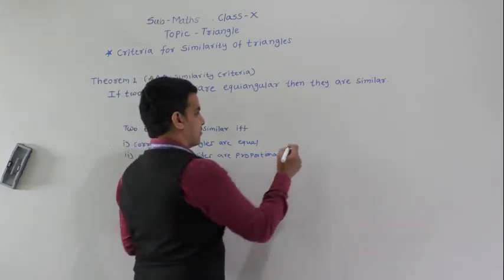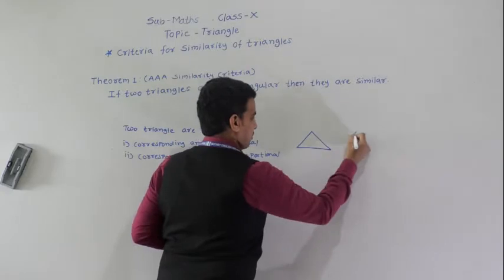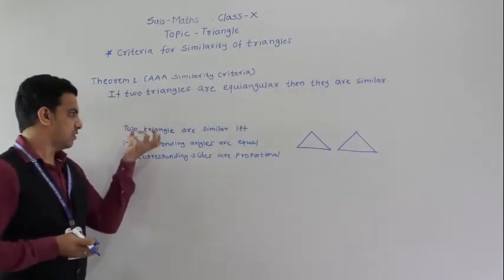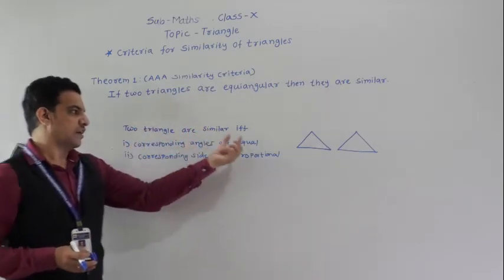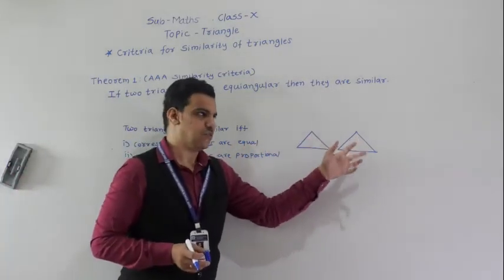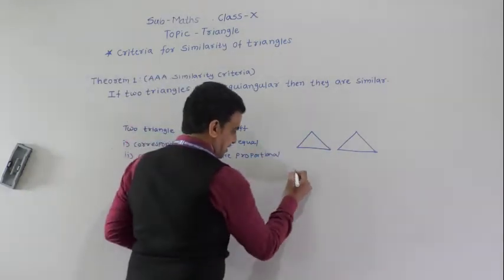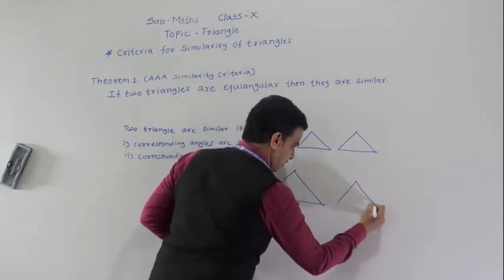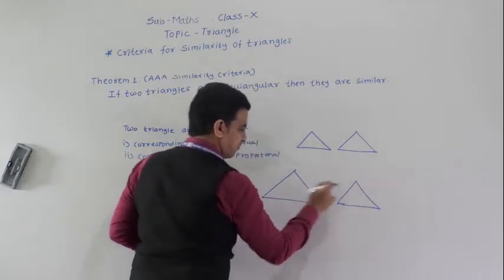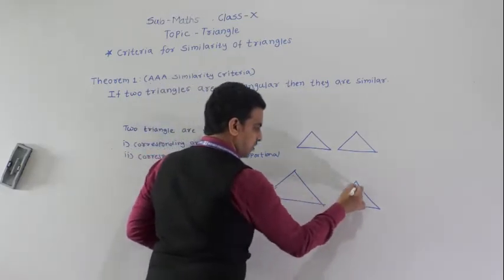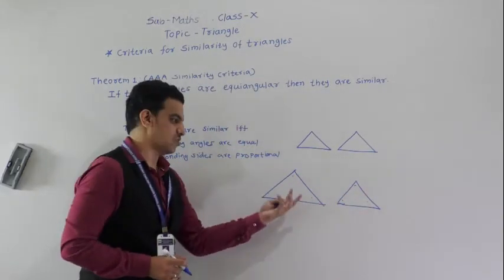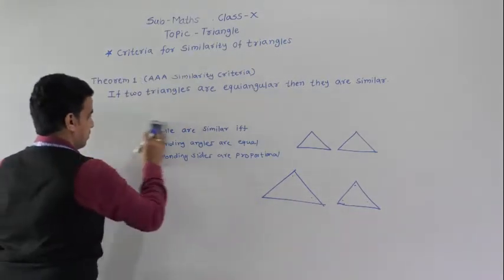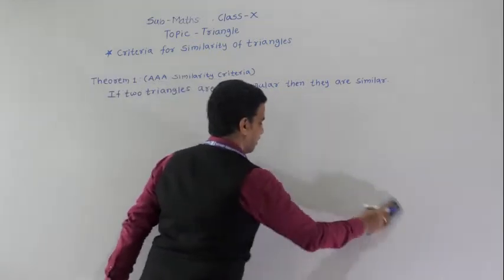Two triangles being congruent means having the same shape and same size. But if we say two triangles are similar, they have the same shape but not the same size, because we can draw two triangles this way also, one big, another one small. If all the angles are equal and sides are in proportion, then we can say these two triangles are similar. This is not congruent, but they are similar. Okay, so now we will prove this angle criteria.